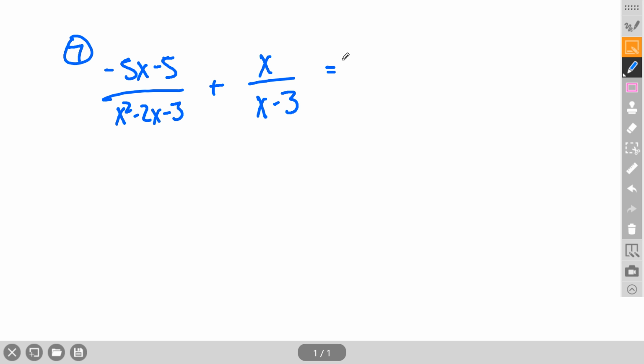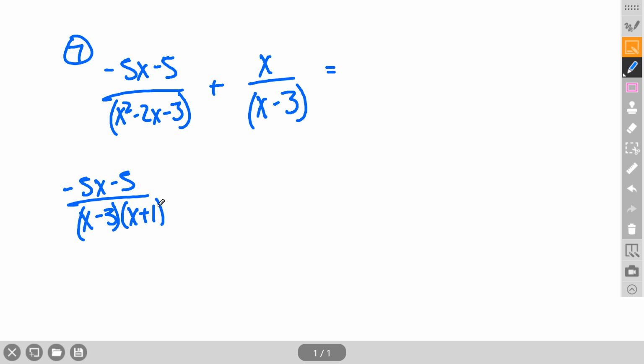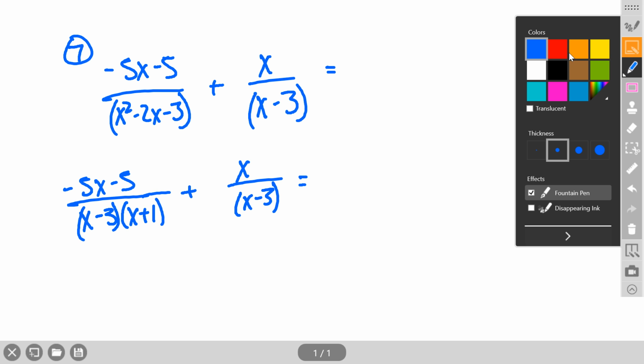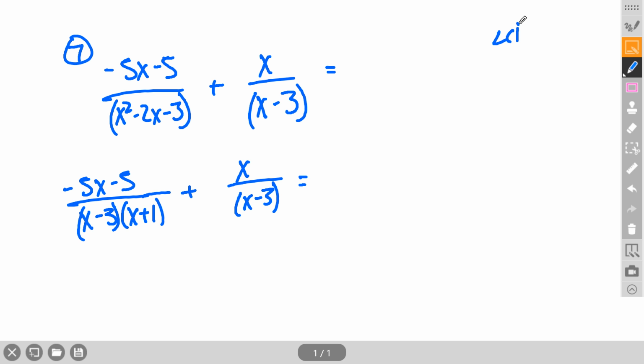Number 7, negative 5x minus 5 over x squared minus 2x minus 3 plus x over x minus 3. All right, we need to factor this denominator here. So you got negative 5x minus 5 over x minus 3, x plus 1, plus x over x minus 3. For these problems, you don't need to factor the numerators. You only have to do that with multiplication.